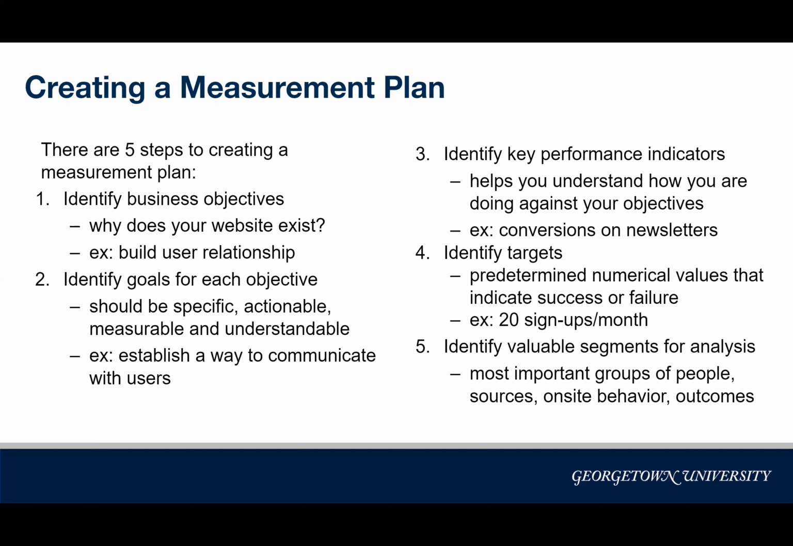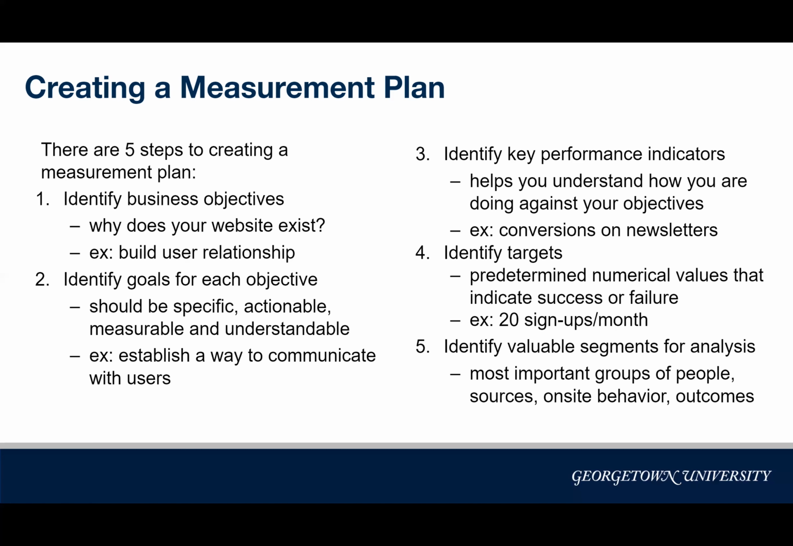So the next step is going to be to identify a target for each key performance indicator. The target is going to be that predetermined numerical value that is going to let us know if we've achieved our goals or not. This could look something like 20 signups a month. And notice how I added an element of time. When we note our targets, we want to make sure they are time-bound. This way, we know that after a month, we should have received X amount of signups. If we forget to add the time element, we'll never know when we should be checking back to see if we've met our goals.